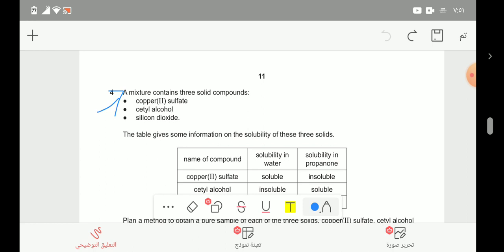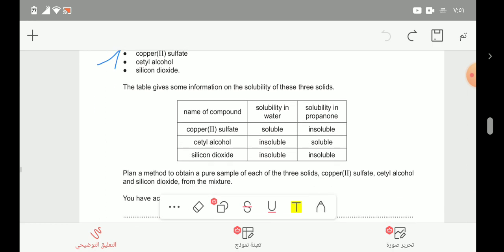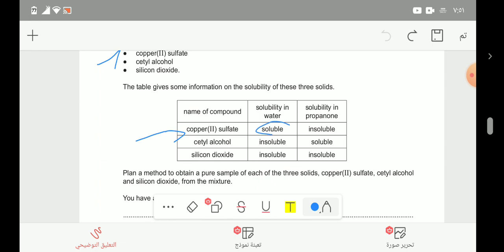The table gives some information on the solubility of the 3 compounds. Copper 2 sulfate is soluble in water and insoluble in propanone, which is acetone. Cetyl alcohol is insoluble in water and soluble in propanone. Silicon dioxide is insoluble in water and insoluble in propanone.